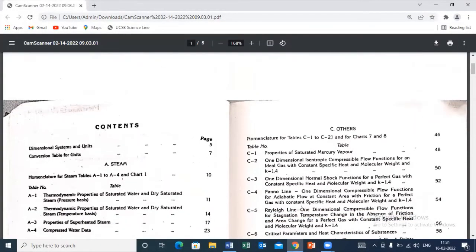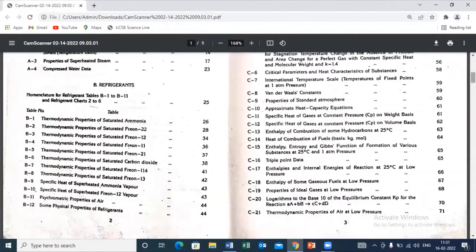Here in the thermodynamic data handbook, first go to the content sheet. You can refer to any thermodynamic data handbook, no issues. In the content sheet, first you identify what type of refrigerant he has given, whether freon 22, freon 12, 11, 21, 13. You need to identify what type of refrigerant he has given. For example, we will take it as freon 12.